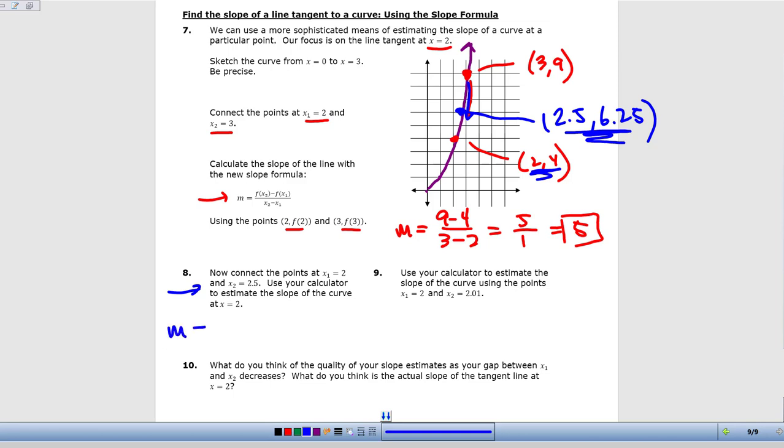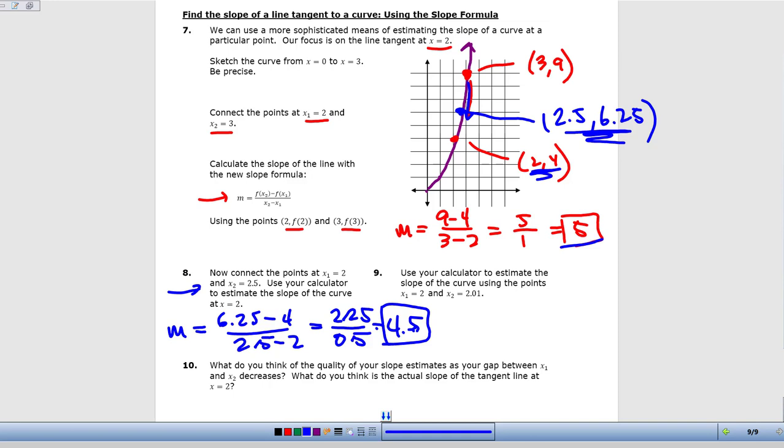So if we do our slope calculation, we've got 6.25 minus 4 over 2.5 minus 2. So just the difference between the outputs divided by the difference between the inputs. So we're going to get 2.25 divided by 0.5. And so this time, if we push buttons on our calculator, we're going to get an answer of 4.5. So now our slope has gotten a little bit flatter. We're not at 5 anymore as our estimate. We're at 4.5. But again, this is still just an estimate.